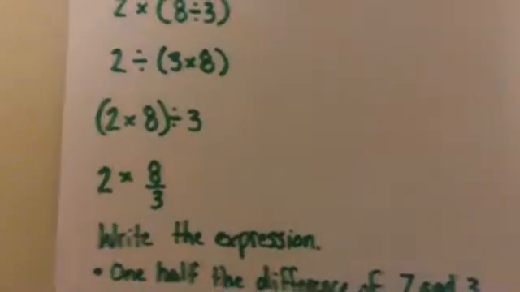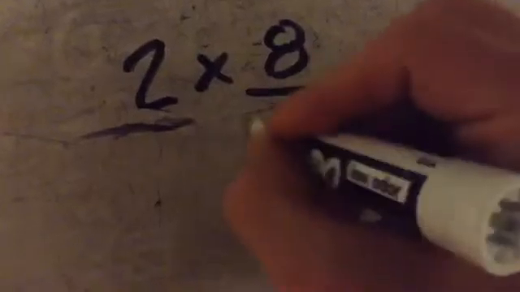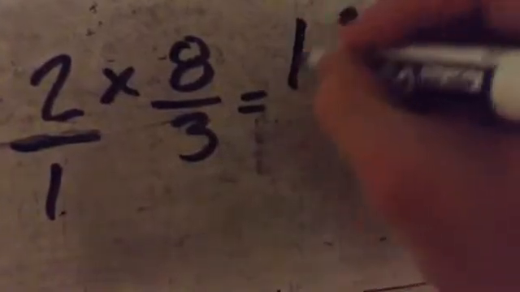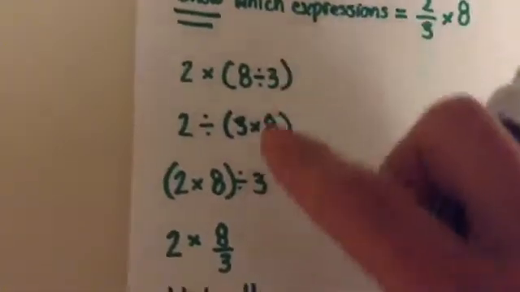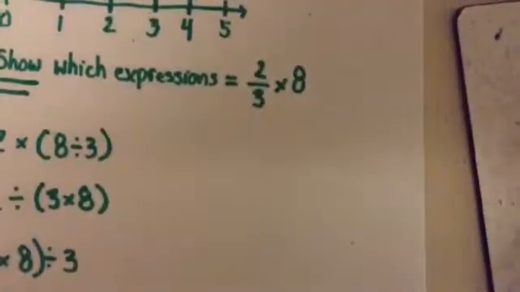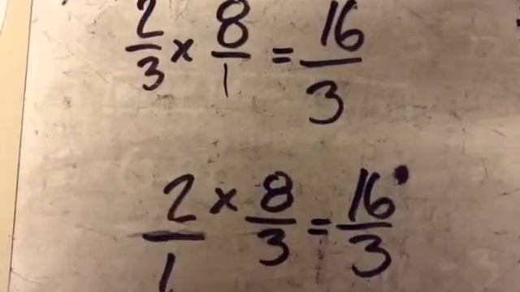Alright, and my final example, 2 times 8/3. Remember we want to put 2 over 1. Multiply straight across. This one's pretty easy to see. 2 times 8 is 16. 1 times 3 is 3, 16/3. So, looking at this one, our first example, our third example, and our fourth example, all were equal to the expression above. And we were able to show it just using a fraction to represent the division.